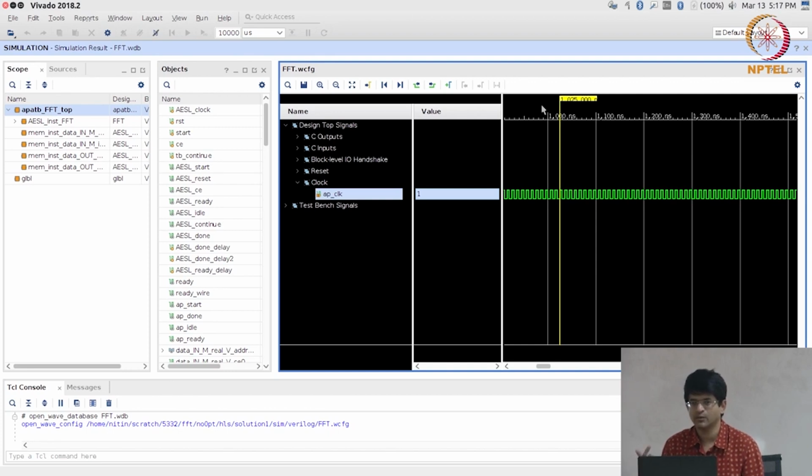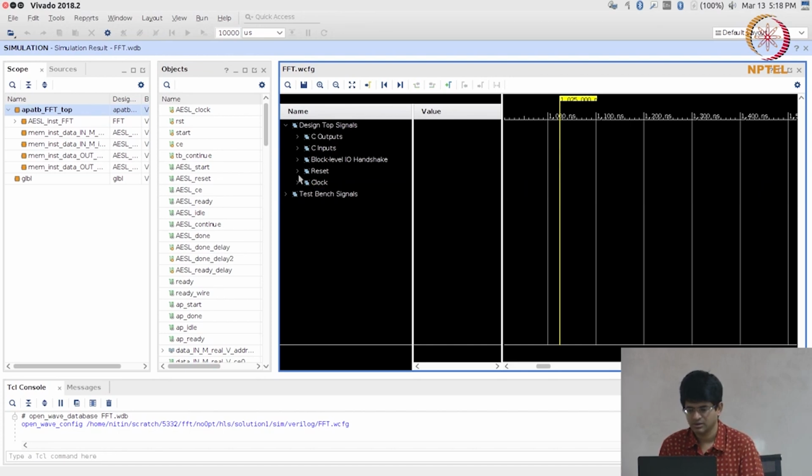The reason for this is, while doing the synthesis, you had specified a 10 nanosecond clock period. Automatically Vivado HLS uses 10 as the target clock period for your synthesis and implementation. Okay, good. So all that means is it's using the right clock.